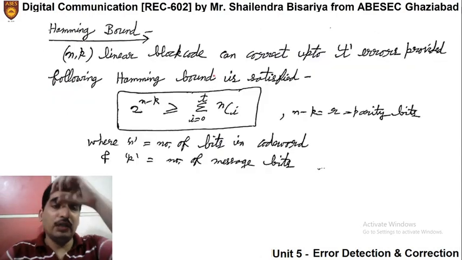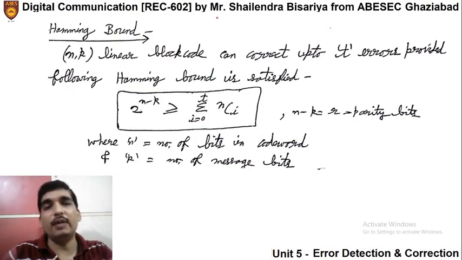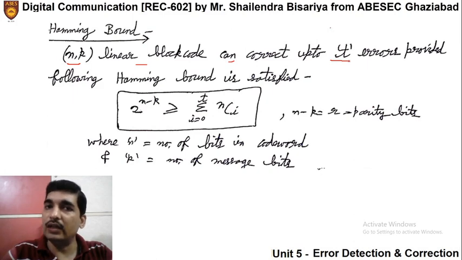Another important point is the Hamming bound. What is the Hamming bound? We discussed in the last class about Hamming distance, Hamming weight, minimum Hamming distance, and maximum Hamming distance. Now let us talk about the Hamming bound condition. What Hamming said is that for an (n, k) linear block code, we can correct up to t number of errors. This point we have already discussed, how to find the value of t based on d minimum, that is, d minimum is always greater than or equal to 2t plus 1.